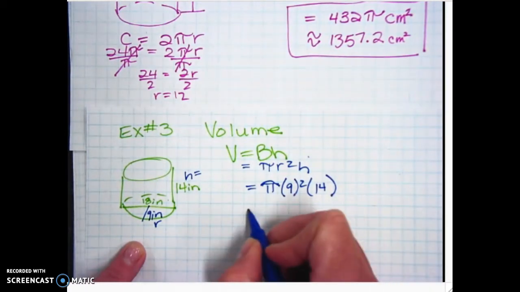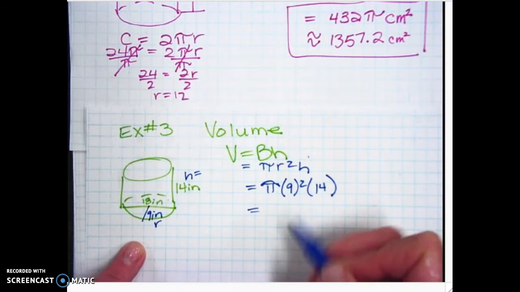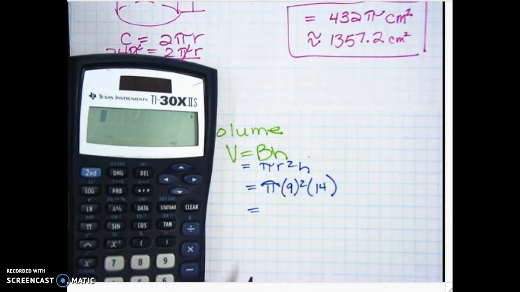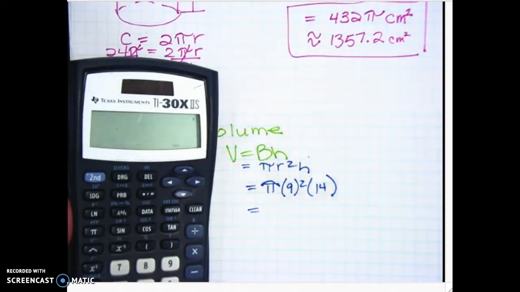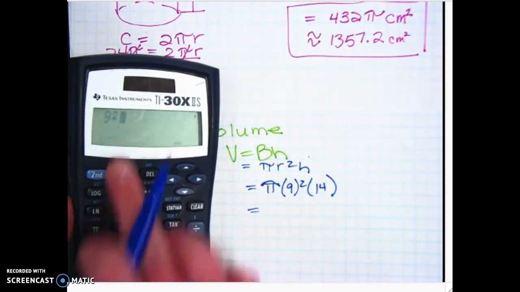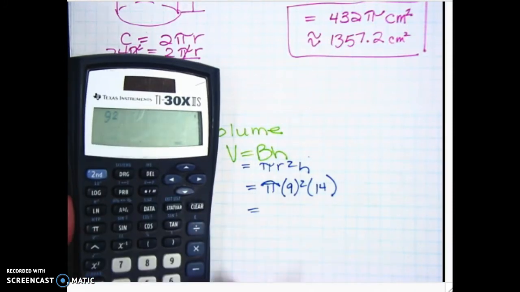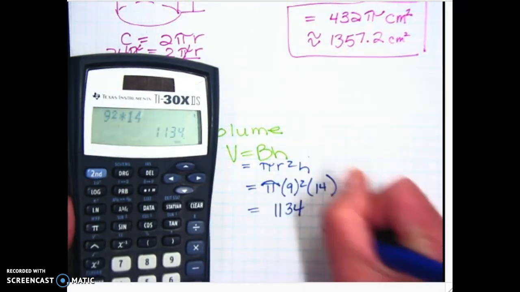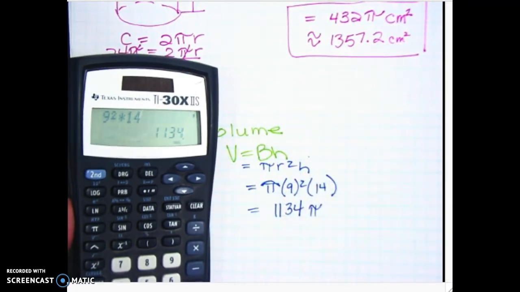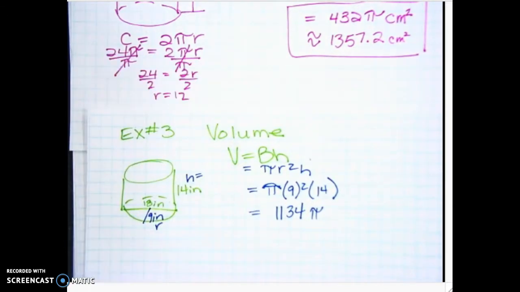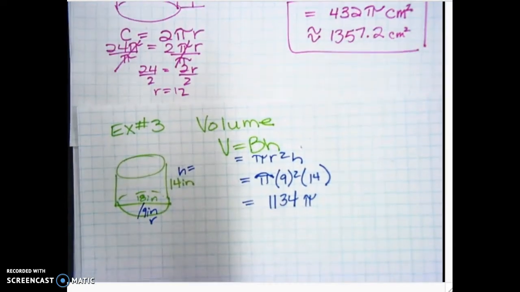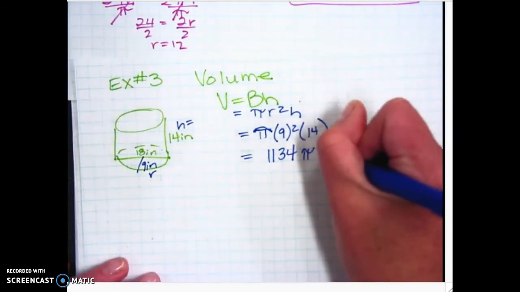So the first answer, you're going to punch everything in the calculator except for the pi button. So 9 squared. Most of you know that, but if it's like a decimal or a really large number that you don't know, there's a shortcut. You can use the square button, okay? Times the 14, hit the equals. 1,134 pi. There's your exact answer. What are the units on this one? Inches, what, cubed, right? Because we're talking volume now, so inches cubed.